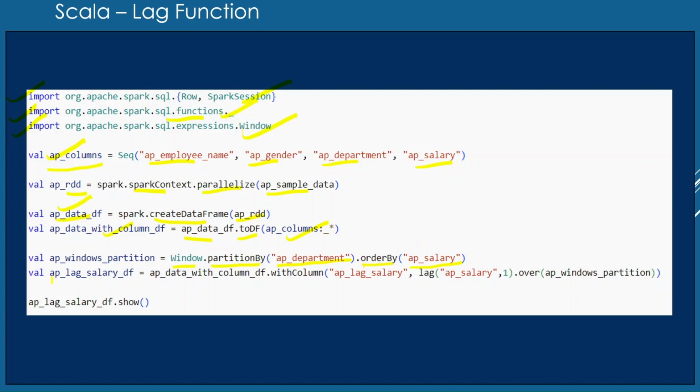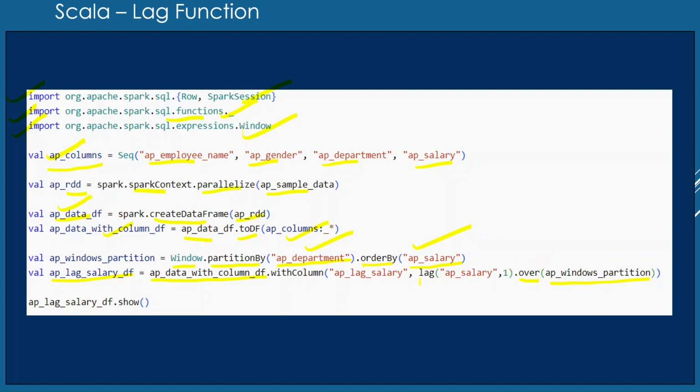I am creating a data frame again. On top of this data frame, I am defining a window with the help of the over keyword. And what is the criteria or condition to create the window? I have defined it in this variable: partition by AP department name, and order the data in each partition by AP salary in ascending order.